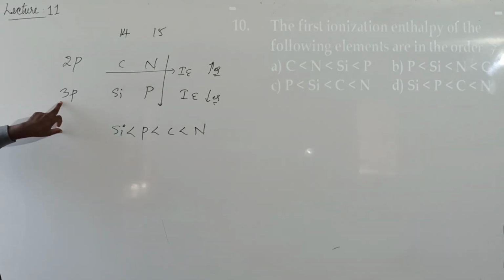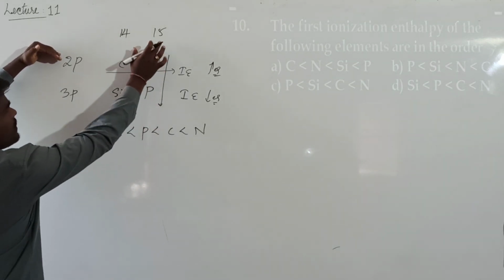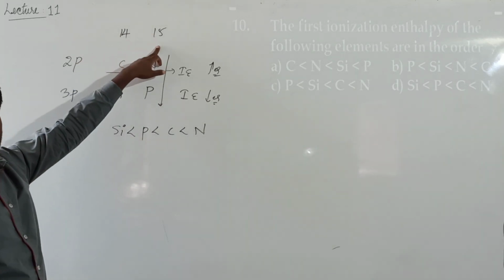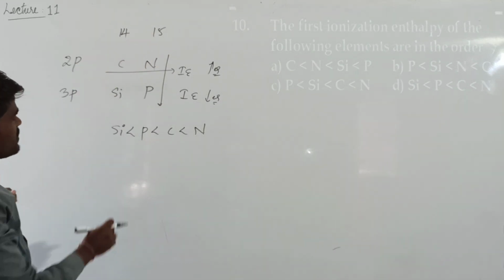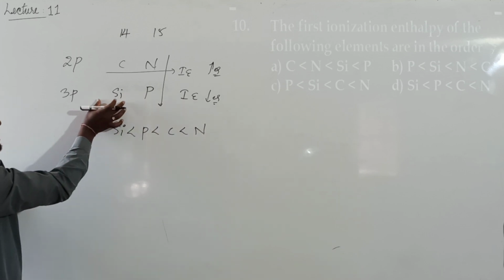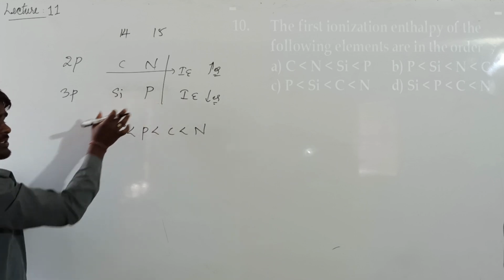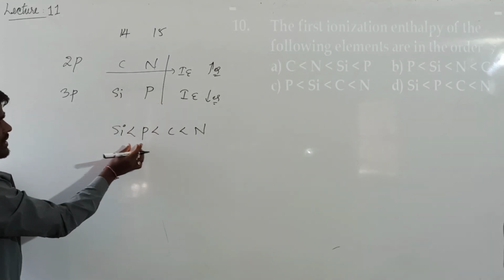Generally, among these two periods, this period will have the higher first ionization energy. Among these two, if you are talking between the groups, the 15th group will have the higher first ionization energy. So you need to decide first between silicon and phosphorus. As silicon comes in the 14th group, silicon will have less. Left to right, ionization energy increases. So first I have taken silicon and phosphorus.